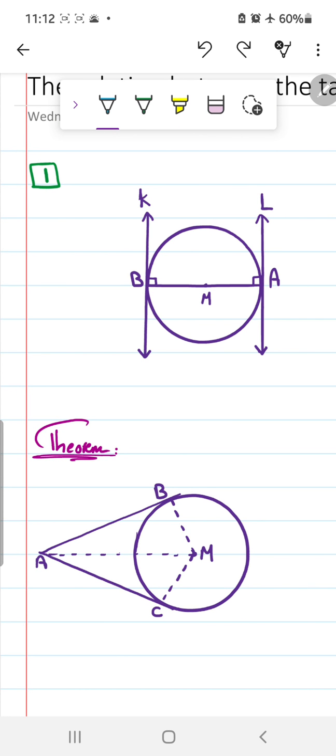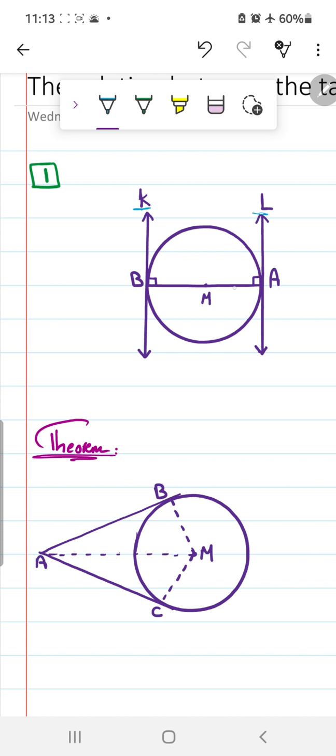Hello everyone, our lesson today is lesson 6, the relation between the tangents of a circle. We have here circle M, AB is a diameter in the circle, and we have here two tangents L and K. And we said before the tangent is a straight line touching the circle at a point. So we get here L is perpendicular to AB and also K is perpendicular to AB. So we have K is parallel to L.